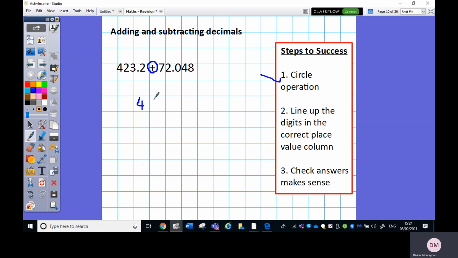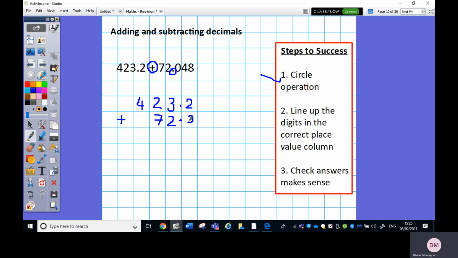So, 423.2. Add. Right. First, we're going to line up our decimal. Repeat after me. Line up decimals. Good. Okay, and now we can copy them in. So the number before the decimal is what place value? Ones. Sorry, the digit is 2, but the value of 2 is ones, and the value of 7 is tens. Great.